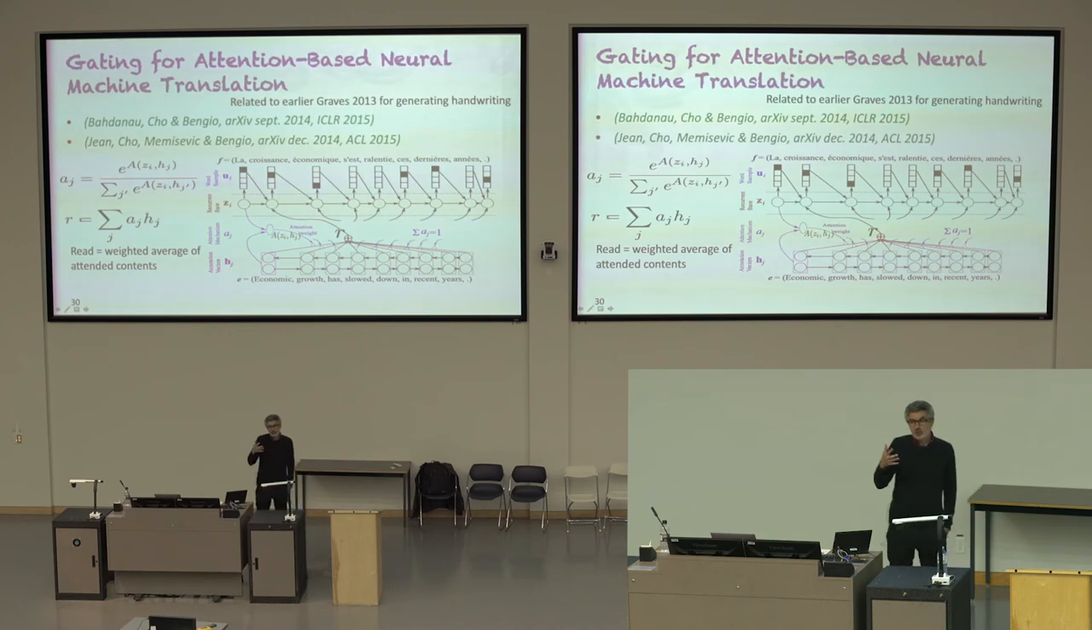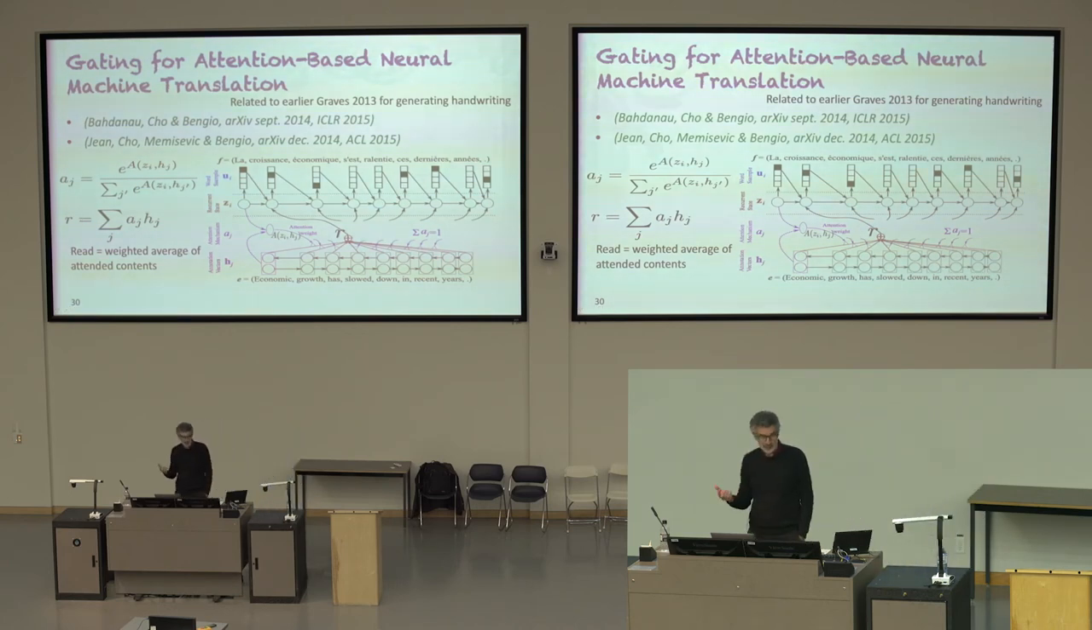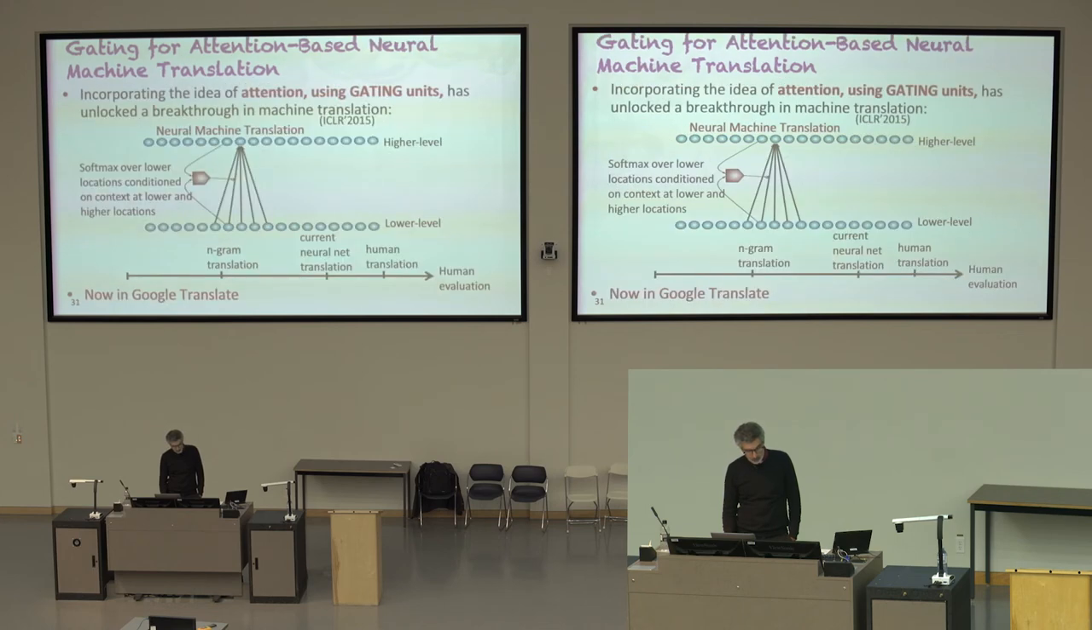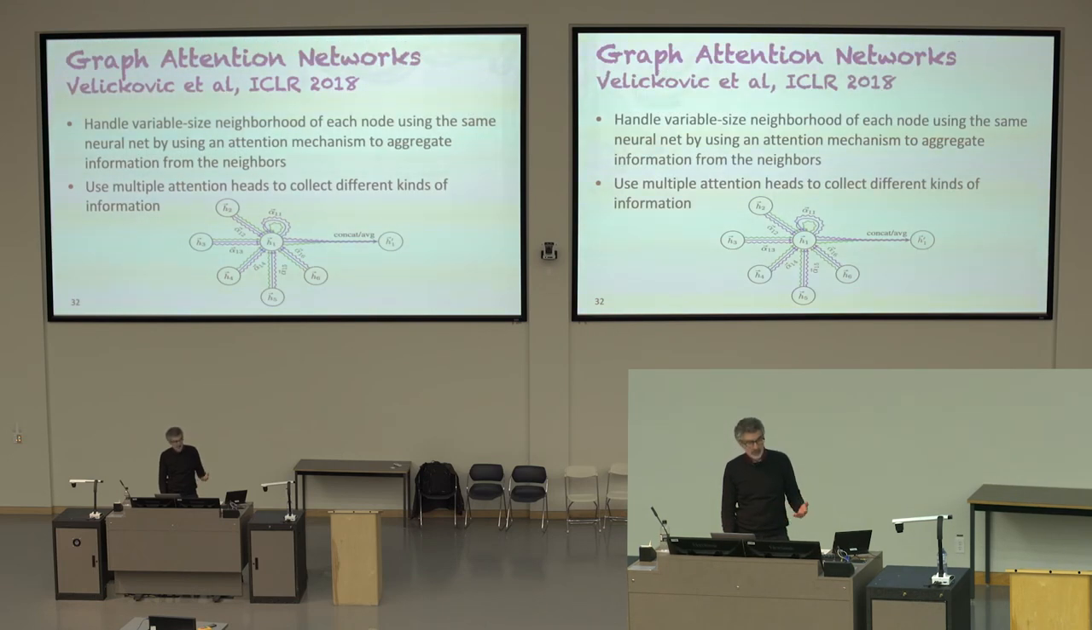And we could use the same thing to read from memory. This is what memory extended nets essentially do. And for machine translation, this worked incredibly well. In a matter of less than a year, Google implemented these kinds of ideas, and this led to a huge improvement in the quality of translation that I don't need to tell you more about because we've all used it. The same ideas can be used in graph neural nets to deal with variable size neighborhoods, but I'm not going to go into the details of that.